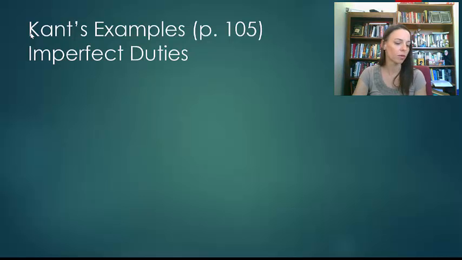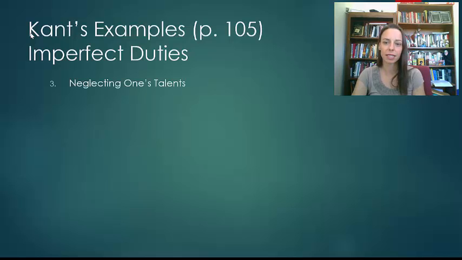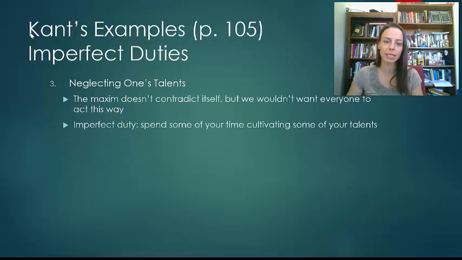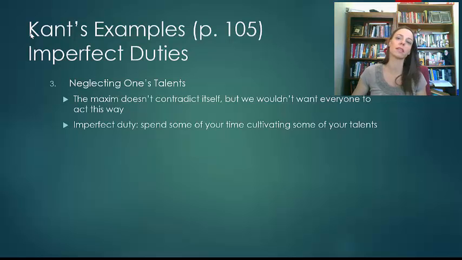So those two examples are a person who wants to neglect his talents. The example there is someone who has a lot of inherent talents, but it would take a lot of work for him to develop them, and he's kind of lazy. So he doesn't really feel like doing that. So this is a case where we can imagine a world in which everyone was lazy and nobody cultivates their talents, right? This isn't something that's logically contradictory. I can be lazy and neglect my talents, and there's nothing stopping me from doing that if everyone else does it too. But he says we wouldn't want everyone to act this way.